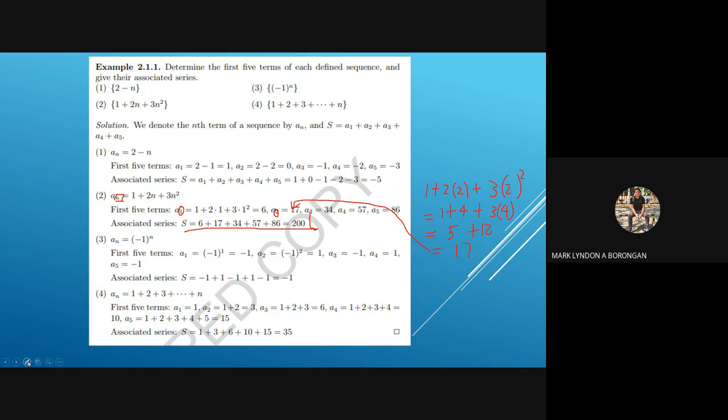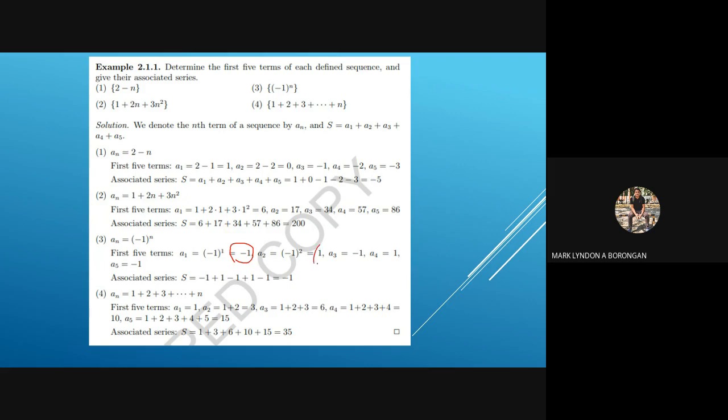Okay? In this third example, we have a sub n is equal to negative 1 to the power of n. So, again, first 5 terms. It's the same as before, guys. Only the first 5 terms. The n here is different for each term. So, for the first term, you substitute 1. So, negative 1 to the power of 1, that is just negative 1. A sub 2, negative 1 squared.